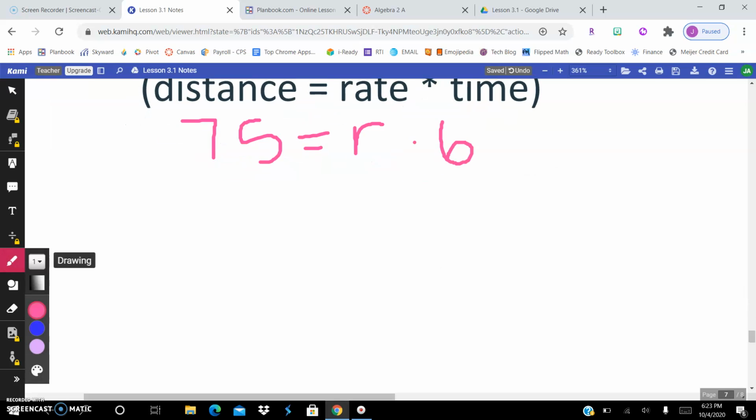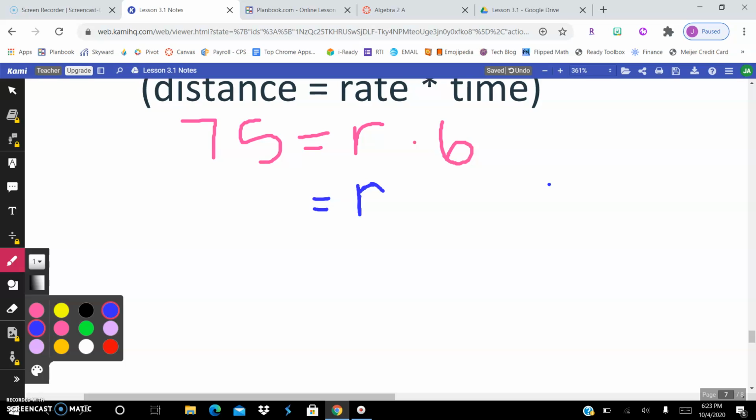So we are going to have to get rid of that multiply by 6, and the opposite of multiply by 6 would be to divide by 6. So if I divide both sides by 6, I'm going to have 75 divided by 6 on this side.